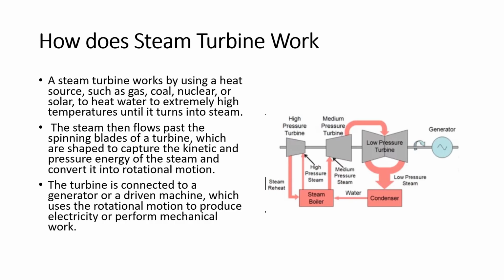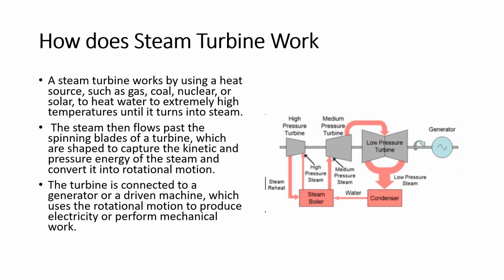A steam turbine works by using a heat source, such as gas, coal, nuclear, or solar, to heat water to extremely high temperatures until it turns into steam. The steam then flows past the spinning blades of a turbine, which are shaped to capture the kinetic and pressure energy of the steam and convert it into rotational motion. The turbine is connected to a generator or a driven machine, which uses the rotational motion to produce electricity or perform mechanical work.